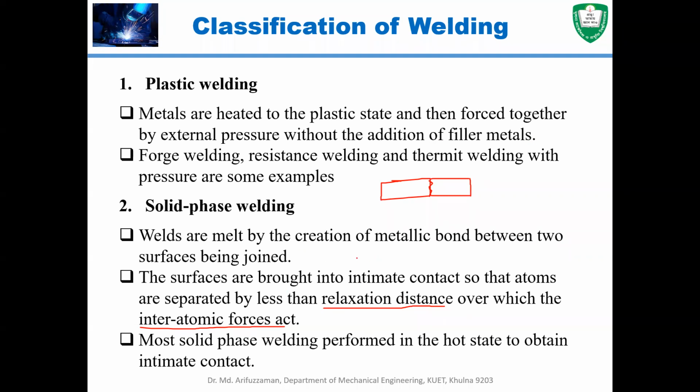In solid state welding, to bring the material surfaces into intimate contact, or within less than the relaxation distance, you have to conduct that operation in a hot state. That means the temperature has to be increased. The higher the temperature, the more the relaxation distance between the atoms will be decreased, and then you can easily join the material together. Did you understand the relaxation distance? Do you know what relaxation distance is?